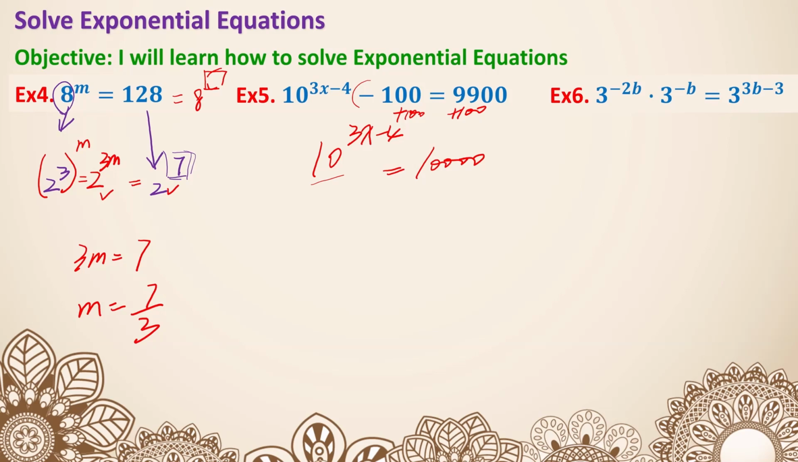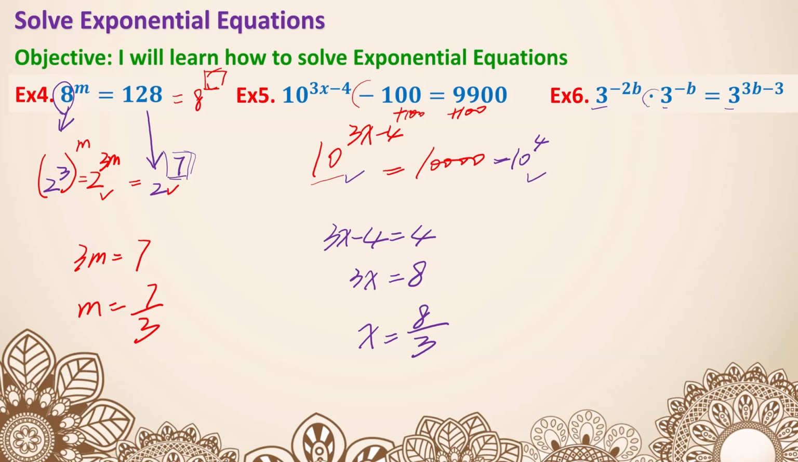So 10 is the lowest we can go, which means we're going to rewrite the right side using a base 10. 10,000 is in fact 10 to the 4th power. Now they're the same base. 3x minus 4 equals 4. 3x equals 8. So x is 8/3. That is example 5.